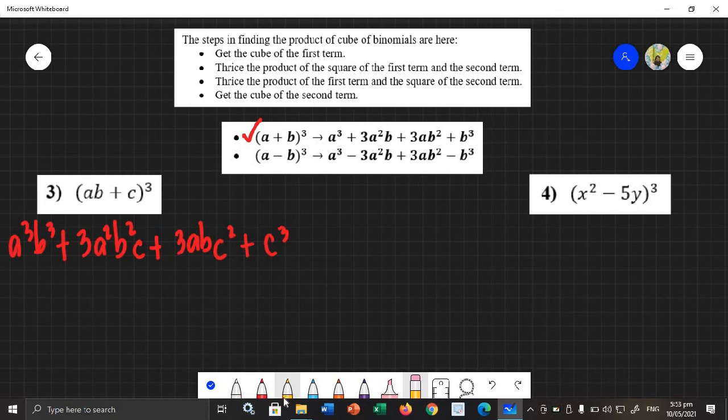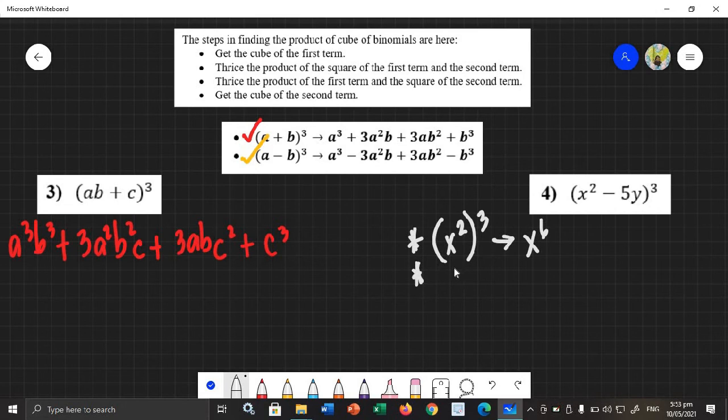How about the second one, or the fourth example? So the fourth example is separated by a minus sign. Therefore, we will follow the second pattern. But first, let us get the product for the value of the terms. So we need to get the cube of the first term. So the first term is x squared. So we have quantity x squared raised to the third power. So using the power rule, again, in the law of exponents, we need to multiply the exponents. So we have x raised to the 6th power.